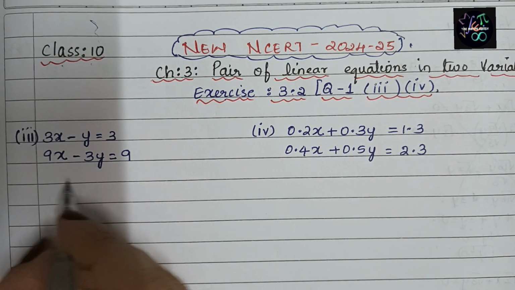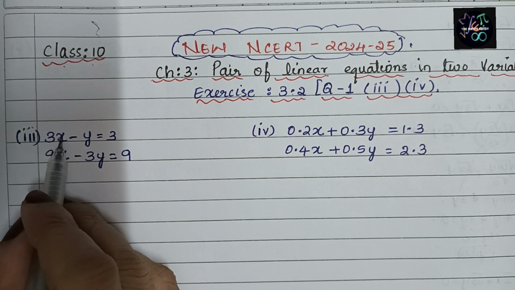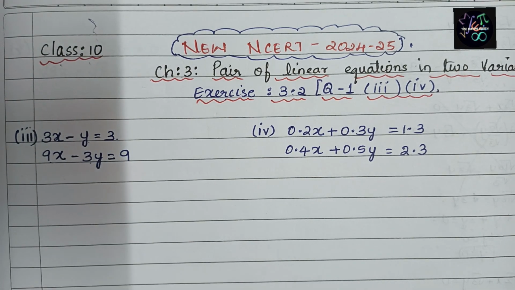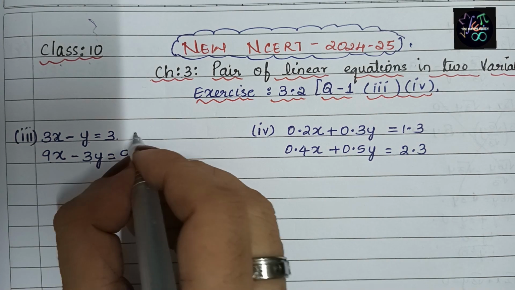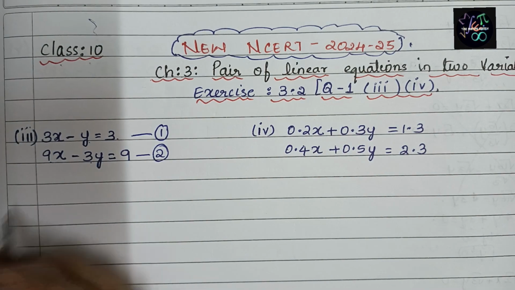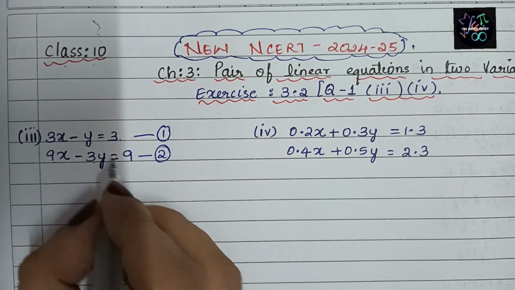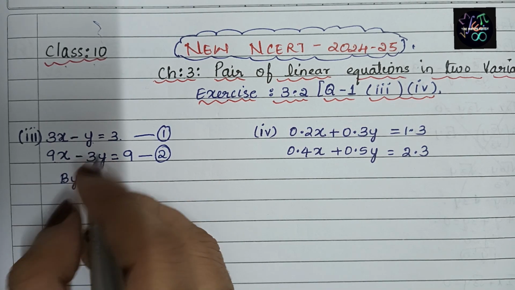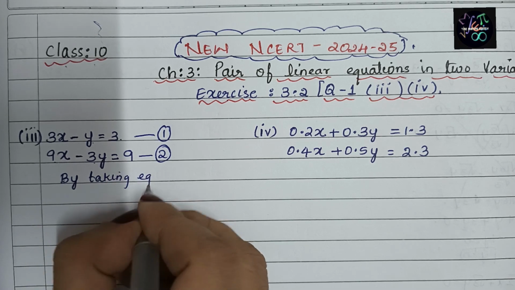Okay. So here first, question 3, I have written here 3x minus y is equal to 3, 9x minus 3y is equal to 9. So how will we solve this? Let us see. Equation 1 we'll consider this, and equation 2 let us consider this. Like the previous first and second ones, these questions use the substitution method. By taking any equation, we can take equation 1.